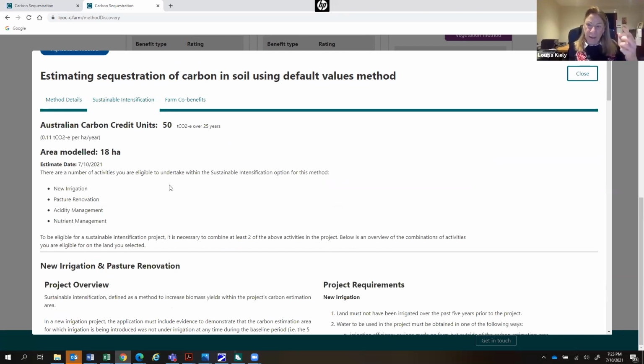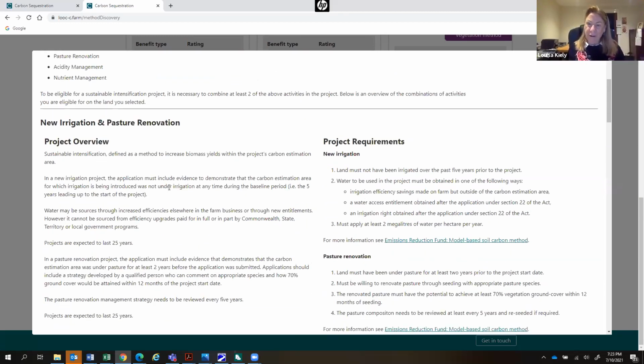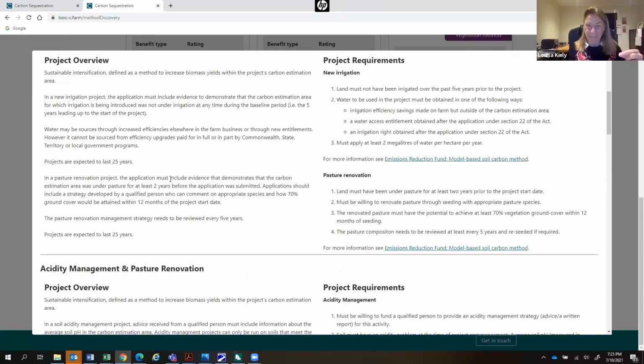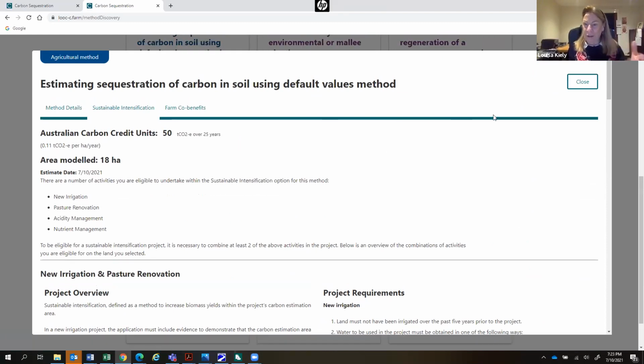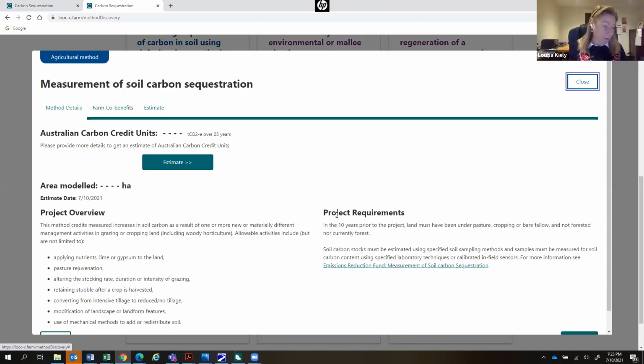And so they thought farmers might be happy to receive a token amount. We've always said farmers want the best that they can get. So, that estimation method will be improved over time. But just to let you know that the default values that they're using are so low that nobody has taken up. Remember I said there were 26 methods and only 5 or 6 had been taken up? This is one that hasn't been taken up. And you can start to see why those methods haven't been taken up. Okay, so we're going to quickly go through the soil carbon one.